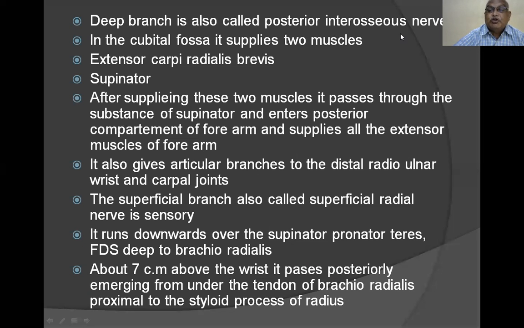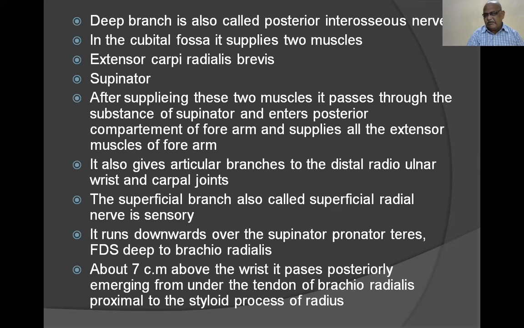Now the deep branch is called the posterior interosseous nerve, whereas the anterior interosseous nerve is a branch coming from the median nerve. In the cubital fossa, it supplies two muscles, extensor carpi radialis brevis and supinator. After supplying these two muscles, the deep branch passes through the substance of the supinator and enters the posterior compartment of the forearm and supplies all the extensor muscles of the forearm. So all muscles of the posterior compartment of the forearm are supplied by the deep branch of the radial nerve, otherwise called the posterior interosseous nerve.